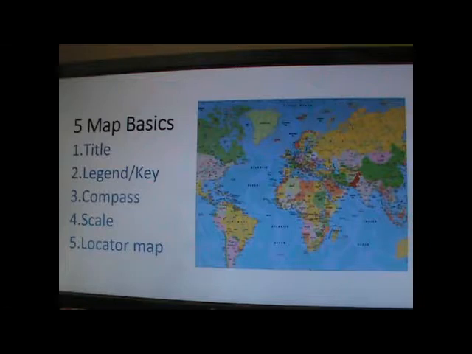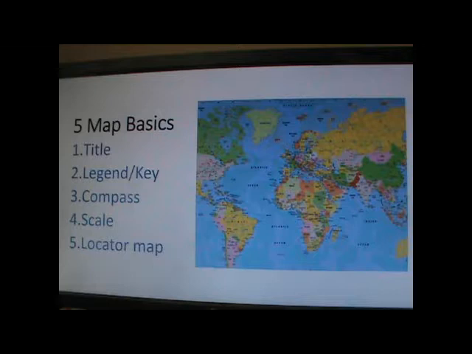And today we're going to go over the five basic skills in maps, some different types of maps, and finally some latitude and longitude. So let's talk about the five map basics. The five map basics give you a general description of what the map is about, what it's showing you, where it's located, how big or how small it is, and what direction it wants you to go.